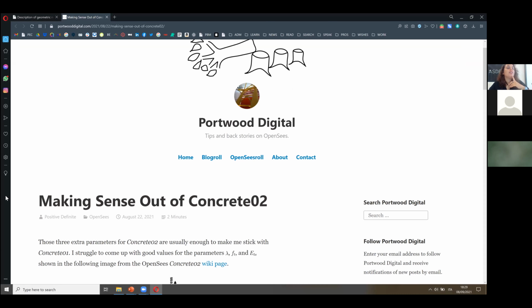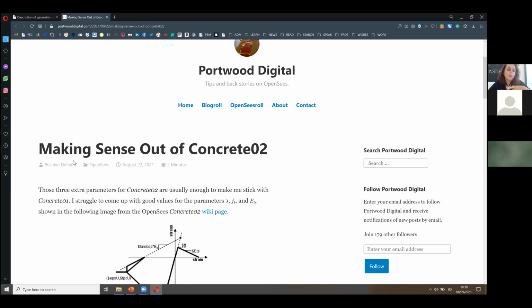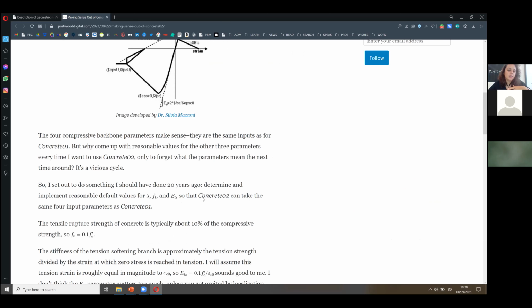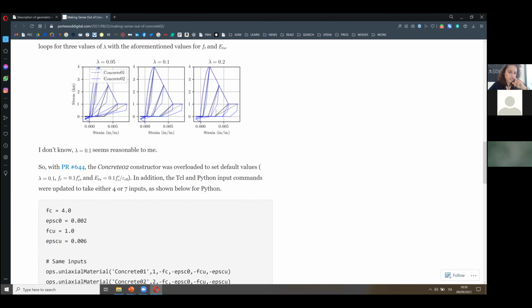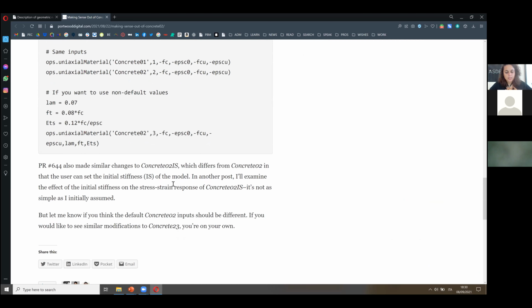Hi, Hernan. Yes, of course I can share the document. For example, there is this one about making sense out of Concrete02, where he gives default values for tensile strength, softening branch stiffness, etc. You can also see the difference if you change the lambda value for the unloading ratio. This is something you can explore if you want to know more about these things.